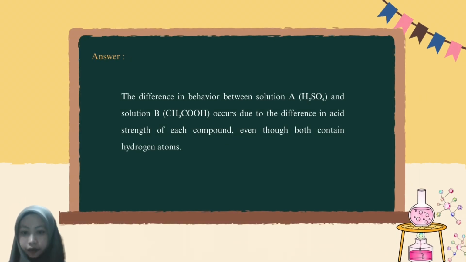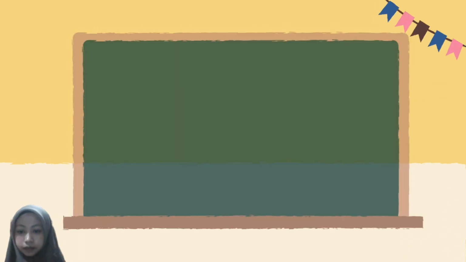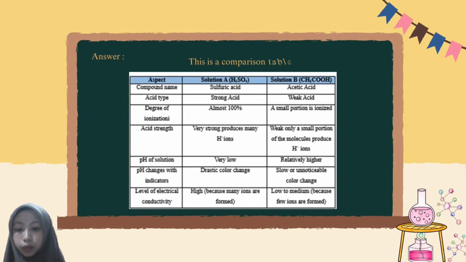Answer: the difference in behavior between solution A (H2SO4) and solution B (CH3COOH) occurs due to the difference in acid strength of each compound, even though both contain hydrogen atoms. Okay, we can see this is a comparison table. Aspect, solution A and solution B.